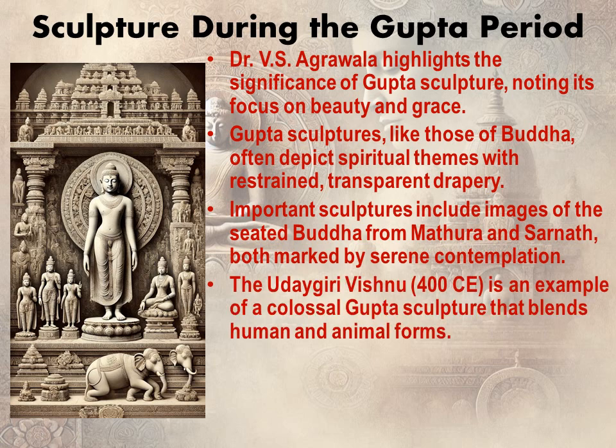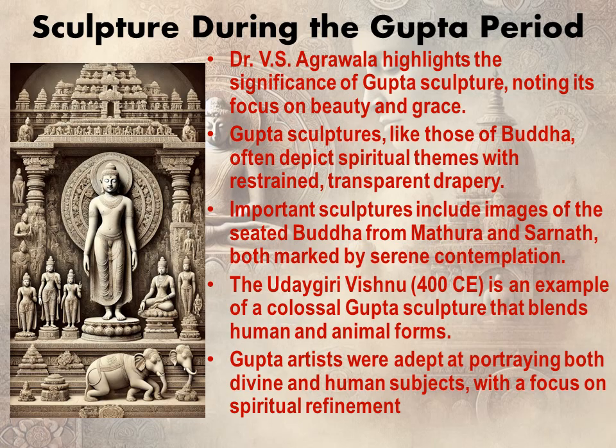The Udayagiri Vishnu, 400 CE, is an example of a colossal Gupta sculpture that blends human and animal forms. Gupta artists were adept at portraying both divine and human subjects with a focus on spiritual refinement.